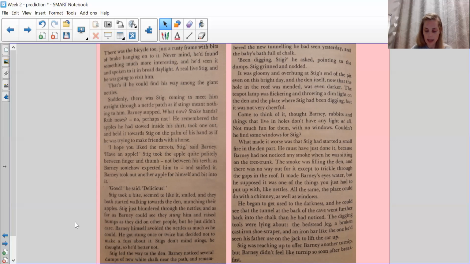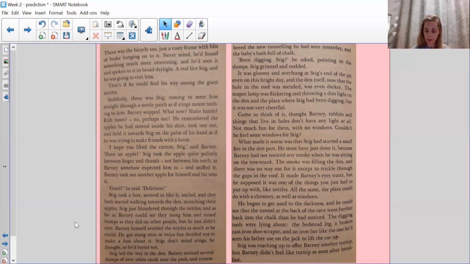Barney stopped. What now? Shake hands? Rub noses? No, perhaps not. He remembered the apples he had stowed inside his shirt, took one out and held it towards Stig on the palm of his hand, as if he was trying to make friends with a horse. "I hope you like the carrot, Stig," said Barney. "Have an apple." Stig took the apple quite politely between finger and thumb, not between his teeth, as Barney somehow expected him to, and sniffed it.